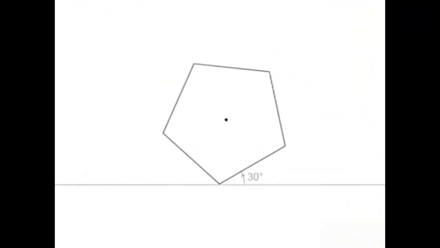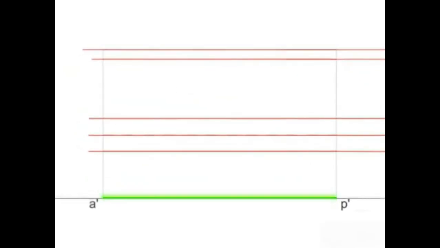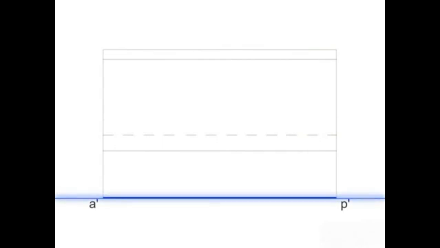First, let's generate a pentagon inclined at 30 degrees with XY. This is how the prism will appear from the side view. Now, to construct the front view, project the corner points of the pentagon parallel to XY. The prism is resting on HP with its edge A'-P' of length 150 mm coinciding with line XY.